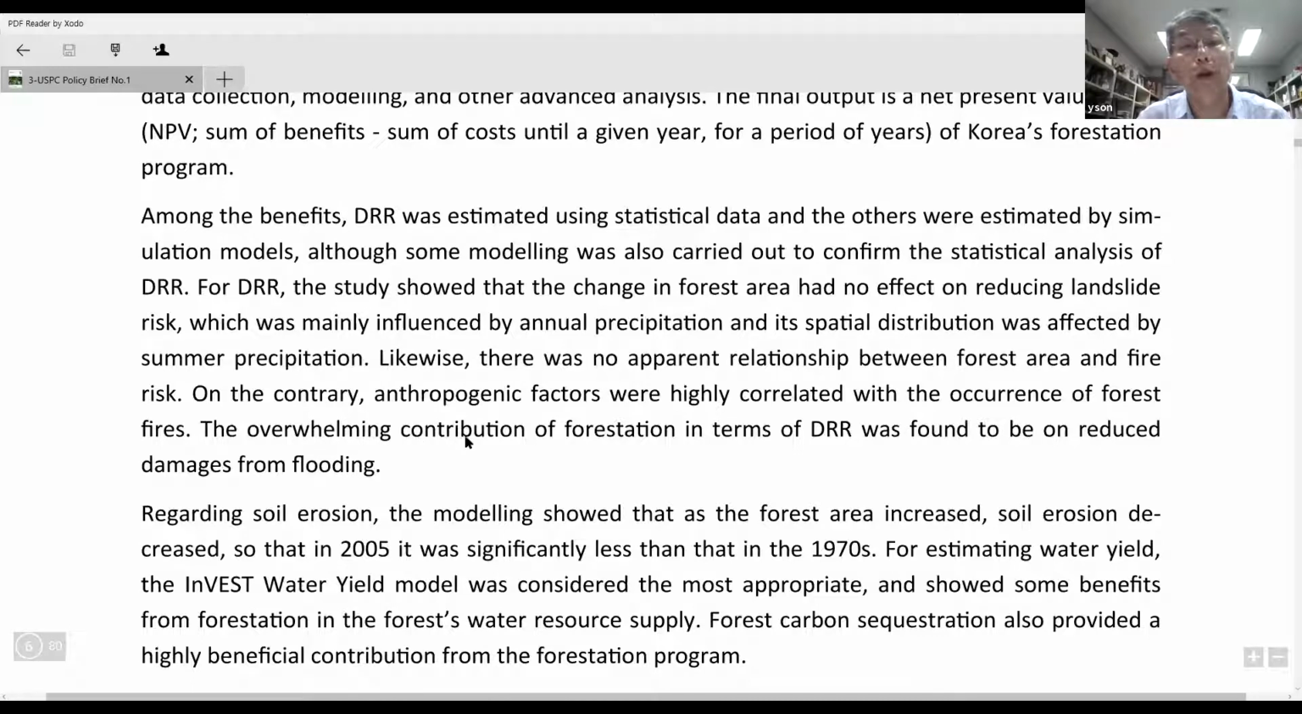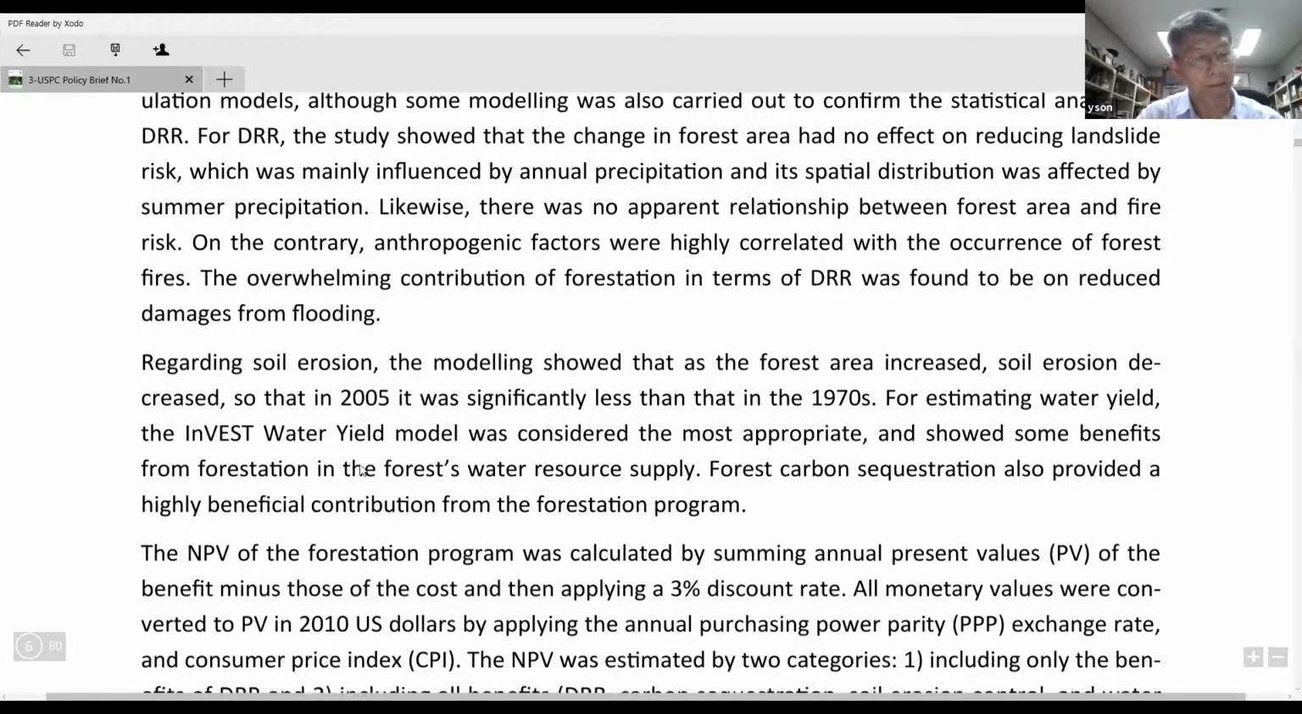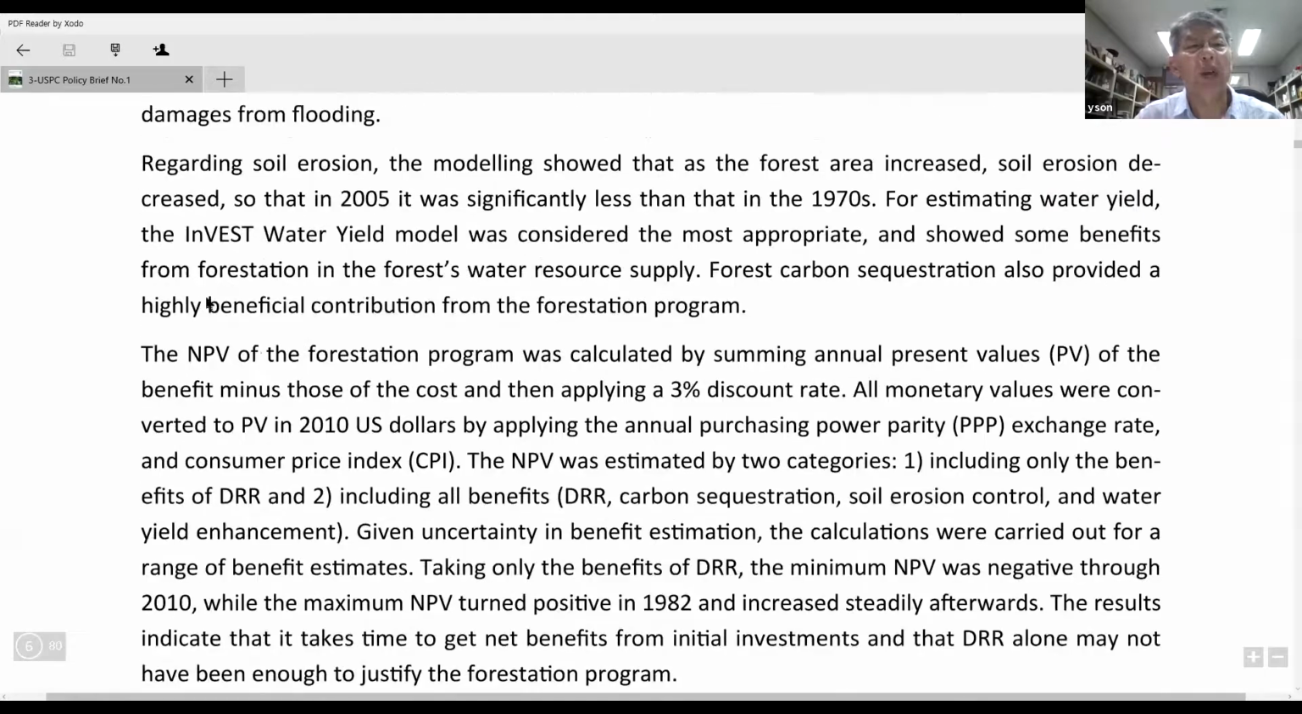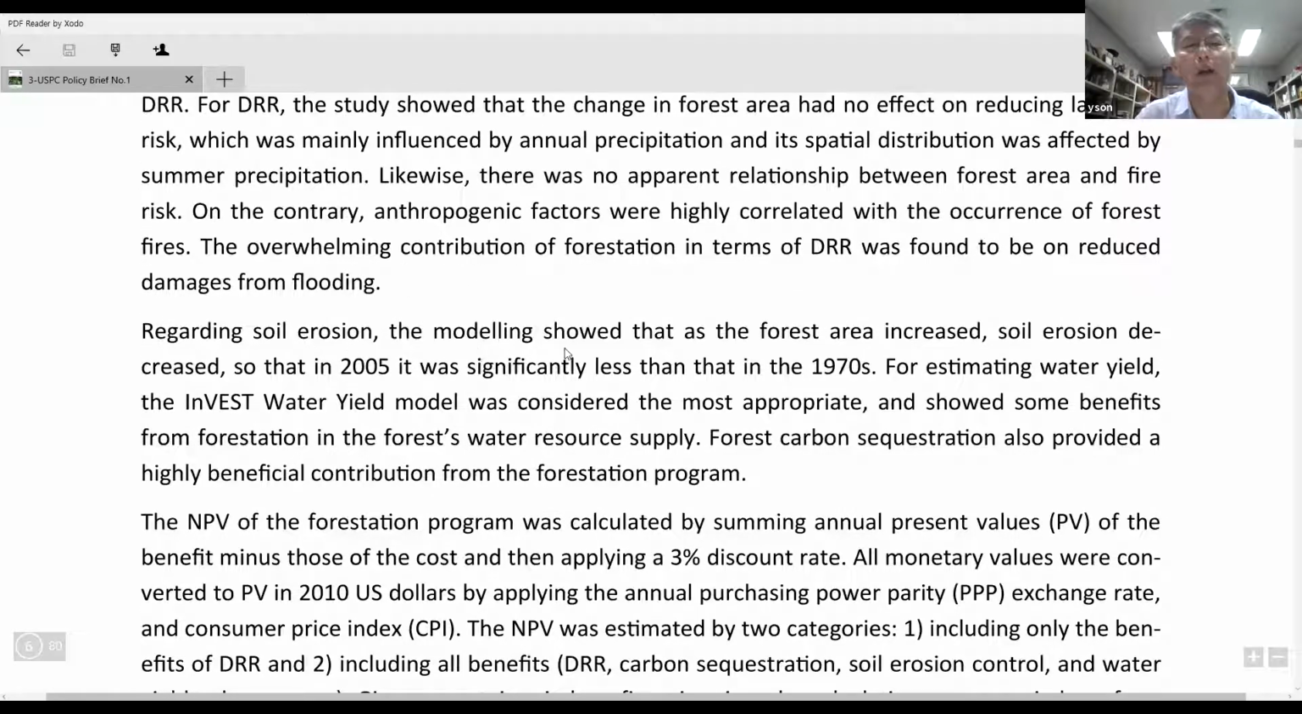The overwhelming contribution of forestation in terms of DRR was found to be on the reduced damages from flooding. So if you have a good forest, damage by flooding will be sharply decreased. Okay. Regarding the soil erosion, the modeling showed that as forest area increased, soil erosion decreased. So soil erosion decreased after reforestation.